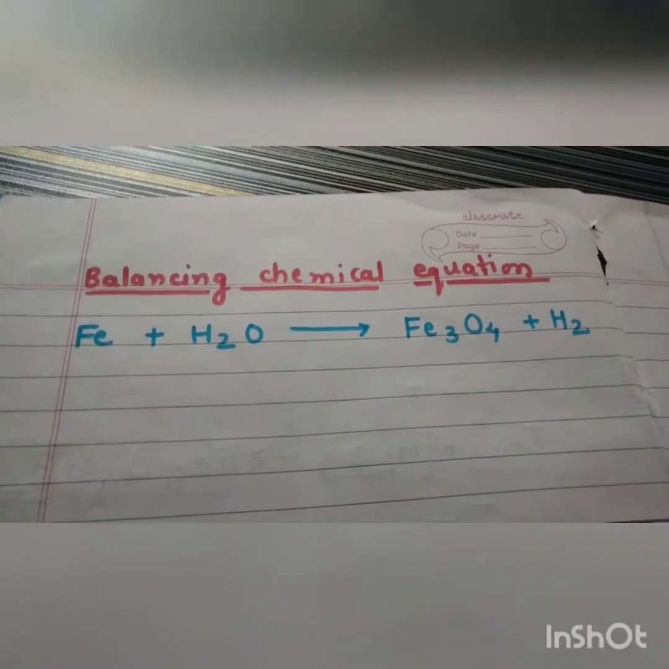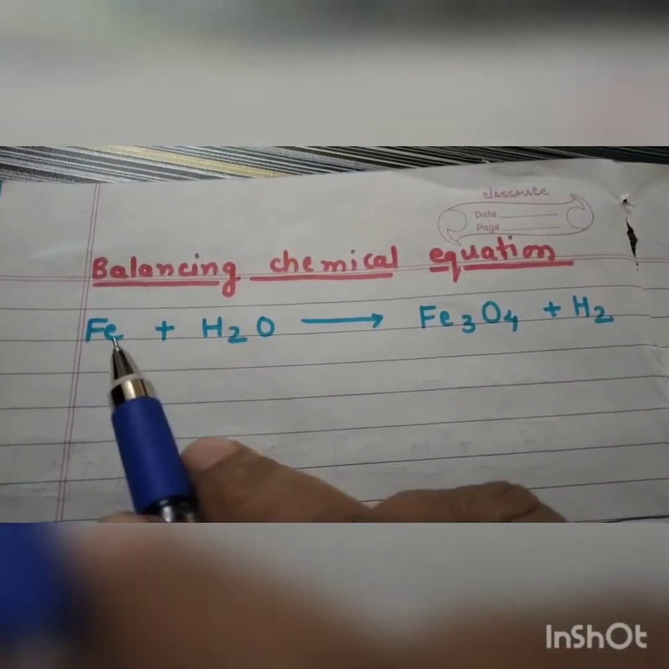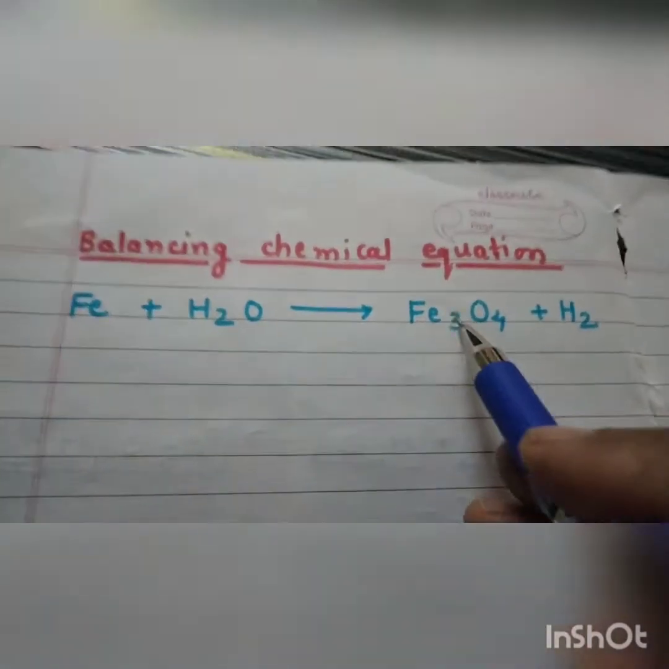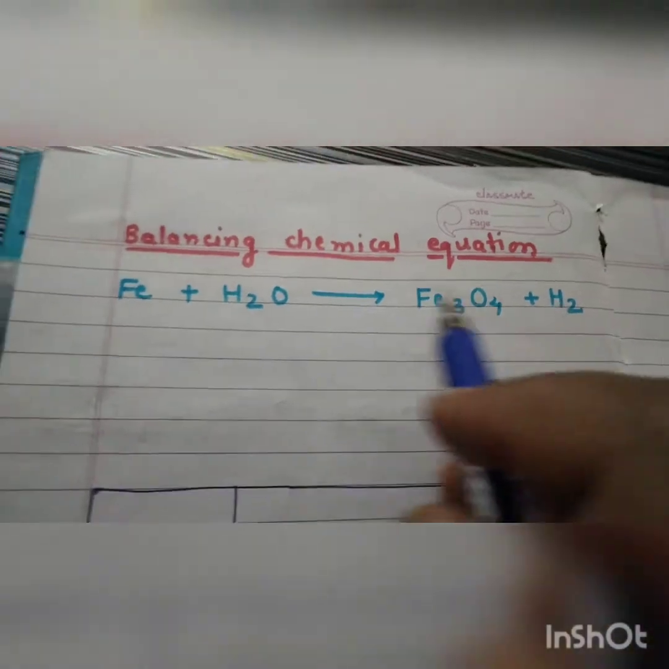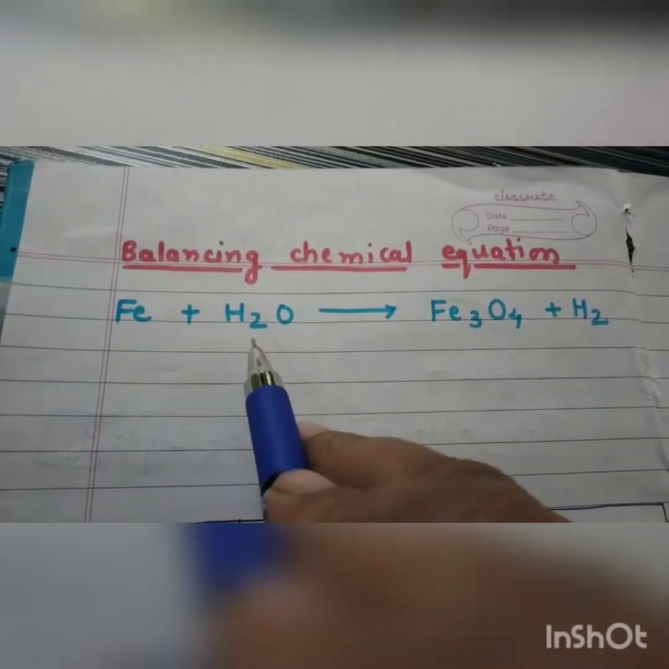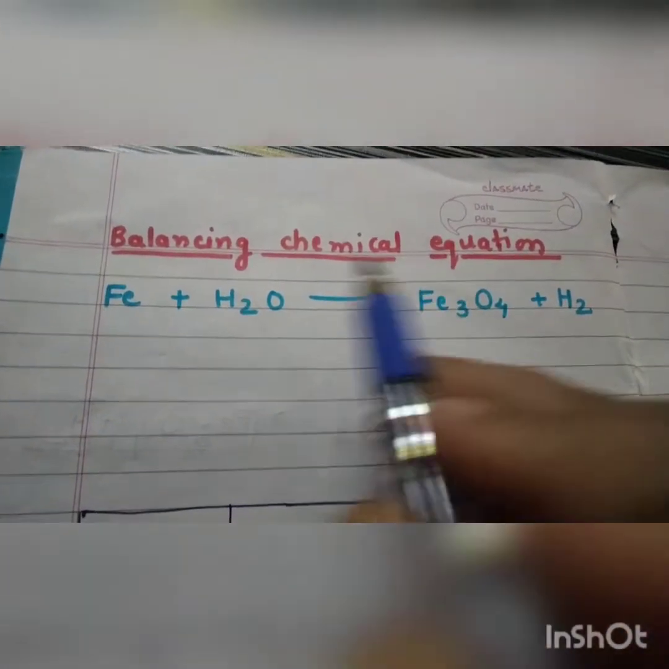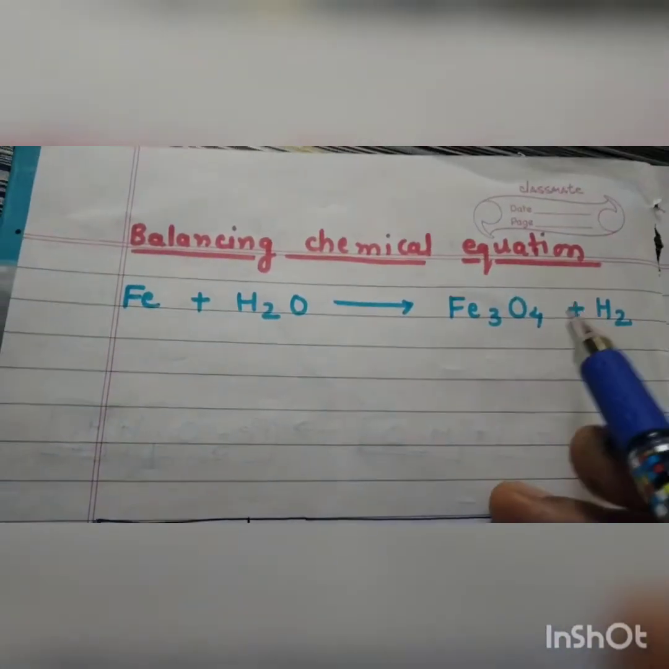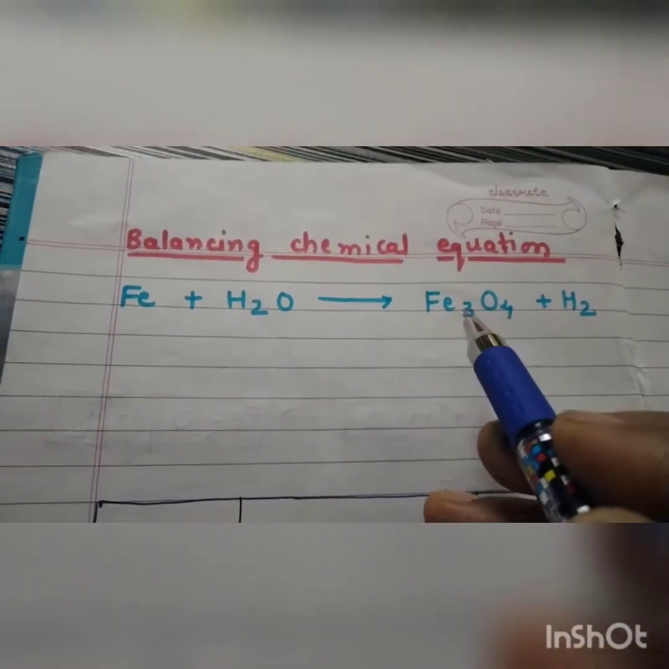Hello students, today we will study about balancing chemical equation. For this I have taken one example. In this equation, Fe means iron reacts with H2O forming Fe3O4 and H2. This side is reactant and this is product side. This side is also called LHS or left hand side and this is RHS right hand side.